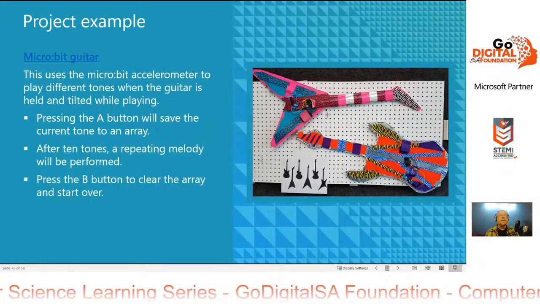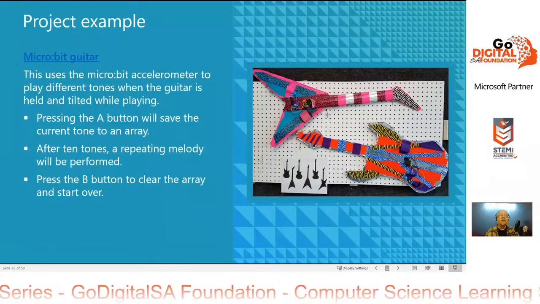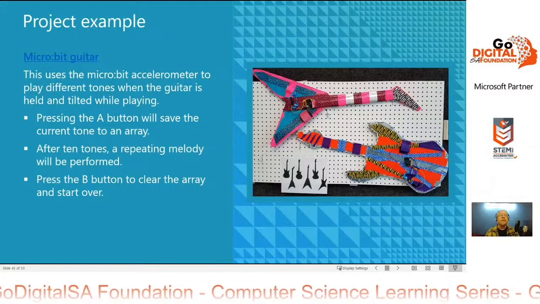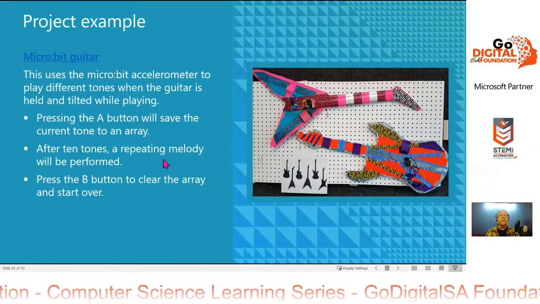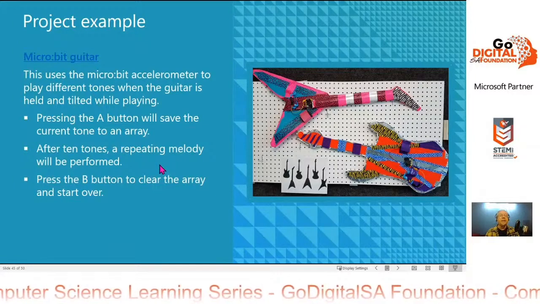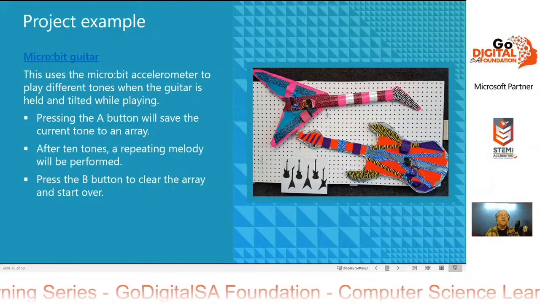Okay, so these are examples. We've got a Microbit Guitar. It uses a Microbit accelerometer to play different tones when the guitar is held and tilted while playing. Pressing the A button will save the current tone to an array. After 10 tones, a repeating melody will be performed. Then you press the B button to clear the array and start over.